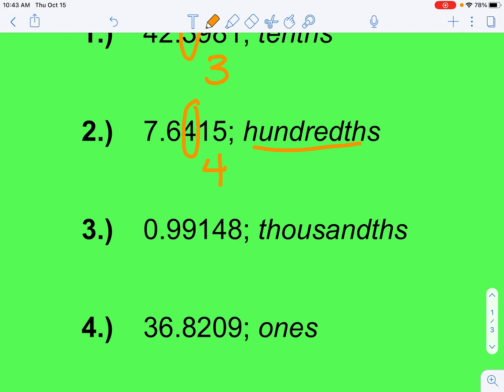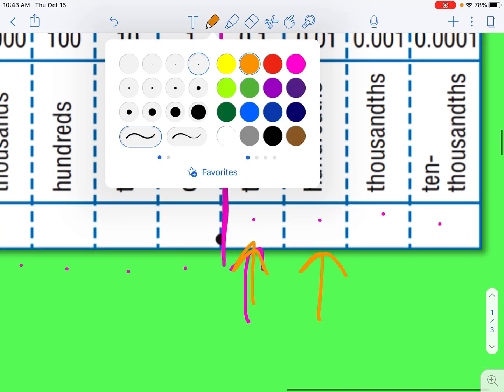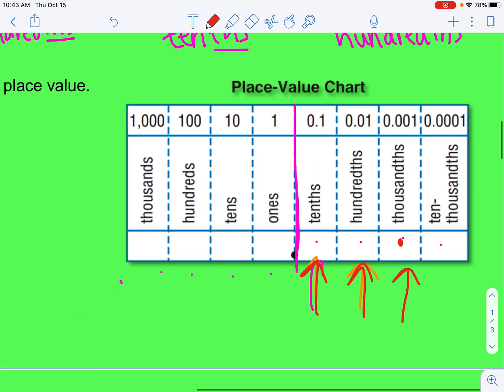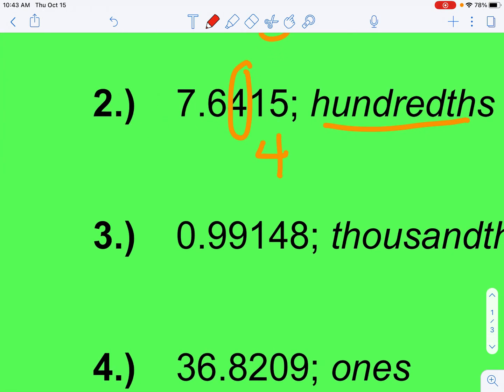Alright, number 3, I need to find the thousandths place. So again, let's head over here and look at our chart. I need the thousandths. I have tenths, hundredths, thousandths. So this is the third place after the decimal. So when we look, here's the tenths, hundredths, the thousandths is this 1 right here.